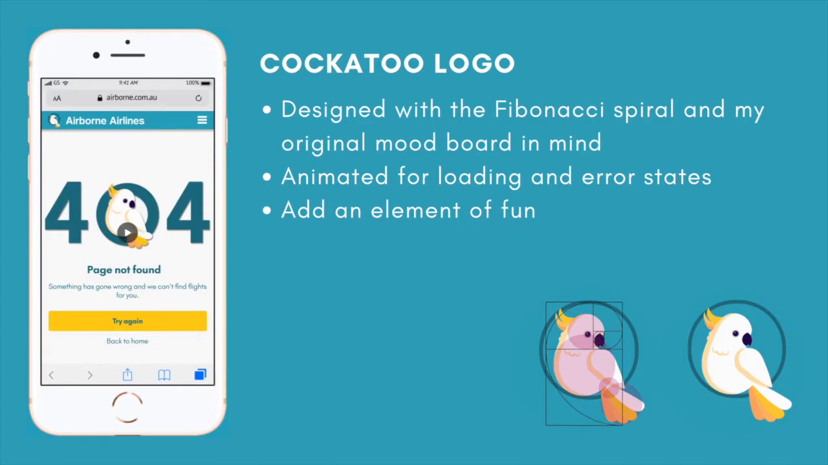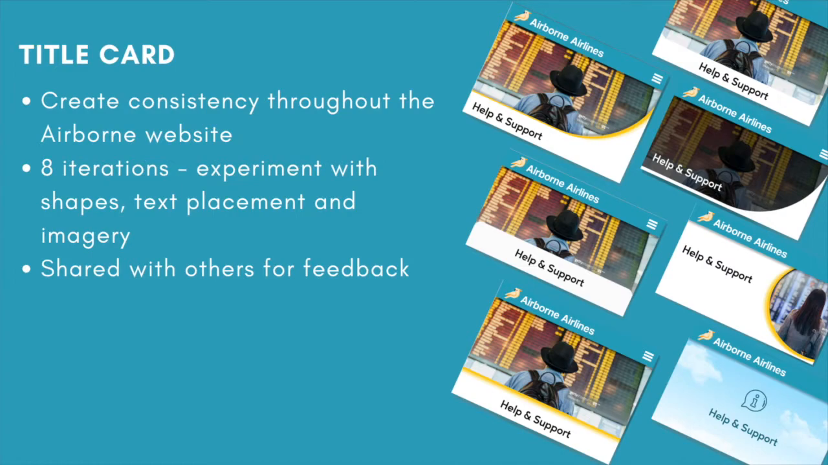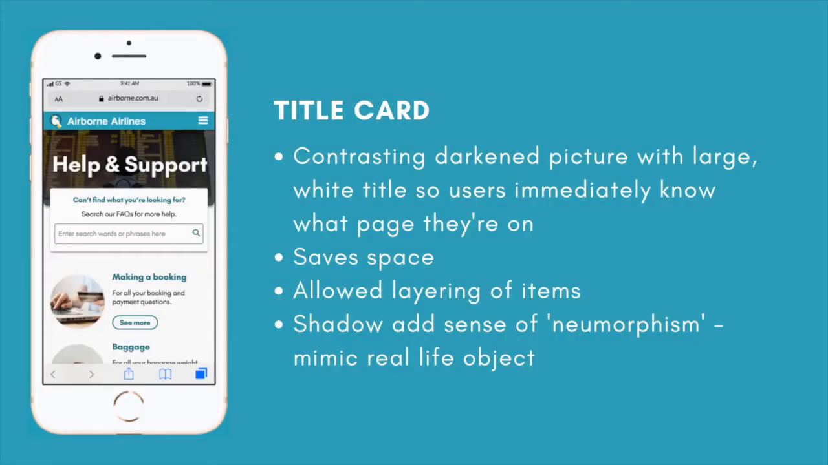My third key decision was to have a consistent title card throughout the website. I created 8 iterations for this, experimenting with shapes, text placements, and imagery. After sharing these with others for feedback, I chose to go with this design. So contrasting a darkened picture with a large white title over it helped users know straight away what page they were on while saving space.